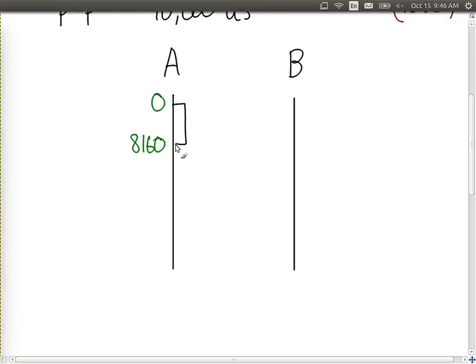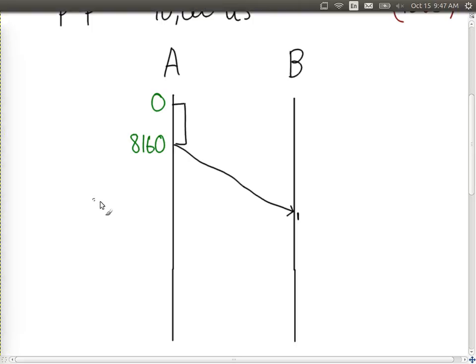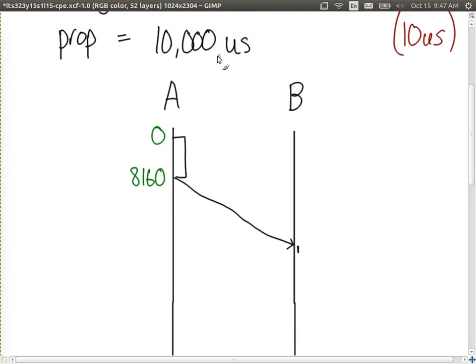It propagates. We process and then transmit an ACK. Maybe I can try and capture the scale a little bit better. The frame propagates. Why did I draw this as a big space? Try to capture the fact that in this case the propagation delay is 10,000 microseconds. The time from here to here will be 10,000, so it'll bring us to 18,160.